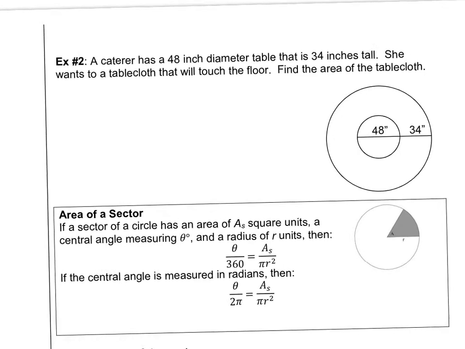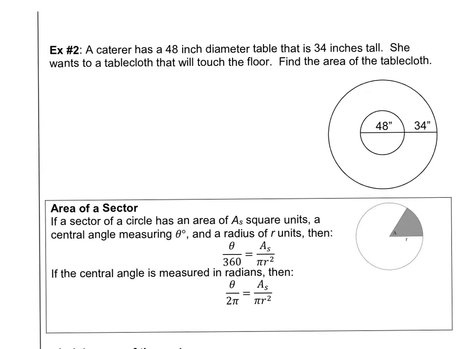All right, so we have a small word problem here, no big deal. A caterer has a 48-inch diameter table that is 34 inches tall. She wants a tablecloth. Let's cross off that 2 there, that's a typo. She wants a tablecloth that will touch the floor. Find the area of the tablecloth. Before we can find the area of the tablecloth, we have to find the radius. So let's zoom in on the picture here.